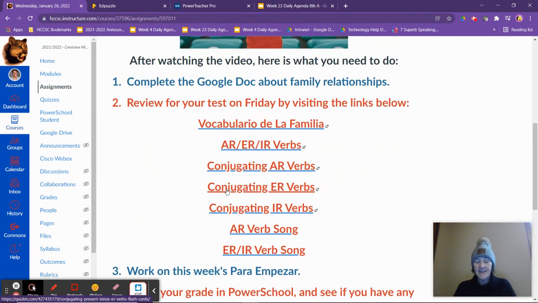You are still going to have a test on Friday, and so all of this information would be great to go over and review for your test. Another thing you could do is maybe practice conjugating some verbs, AR, ER, and IR in the present tense, as that is what your test is over, along with Vocabulario de la Familia. And the plan is for you to still take that test on Friday.